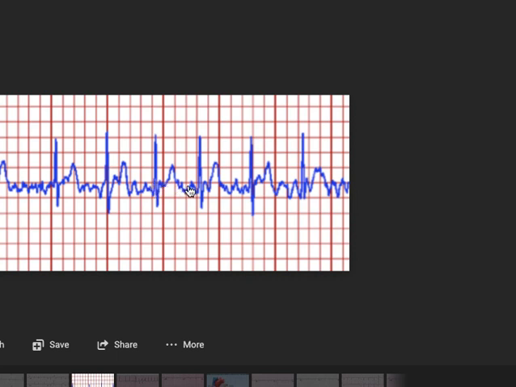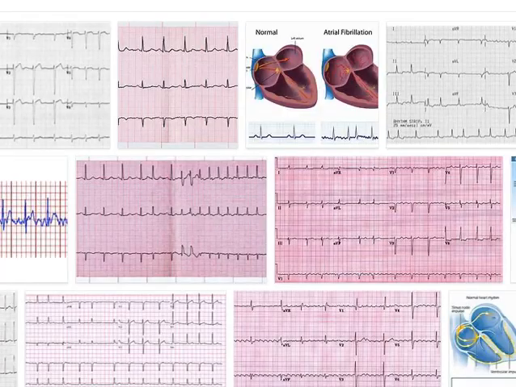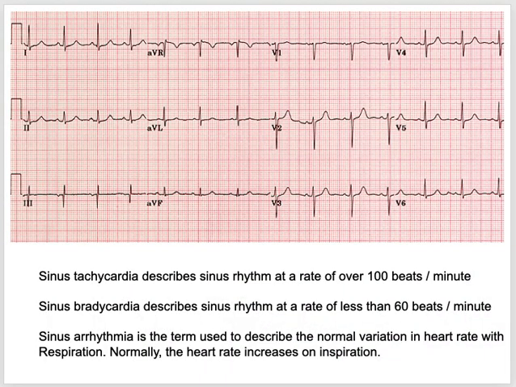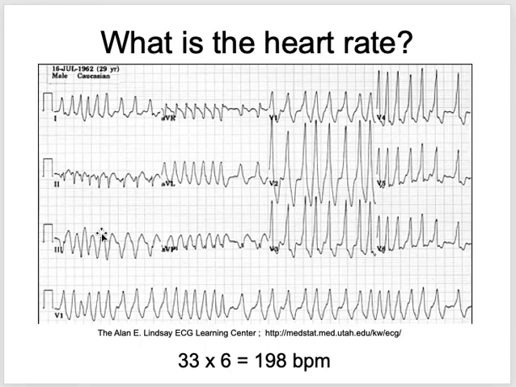One of the things you will appreciate whenever there is atrial fibrillation is that the QRS complexes appear irregular. In this one, for example, you will see that the distance between this one and this one is not the same, this one and this one is not the same.